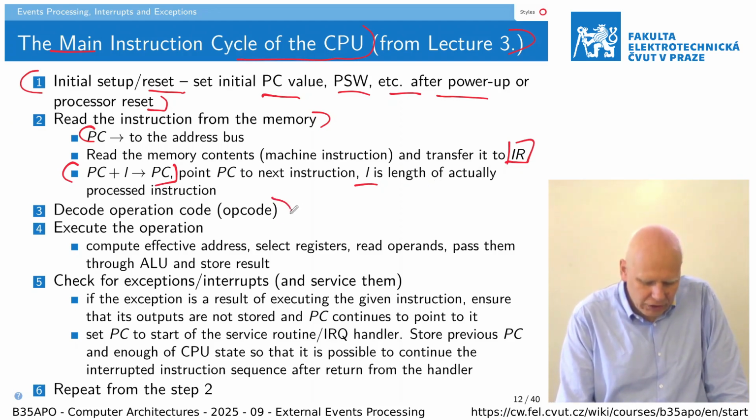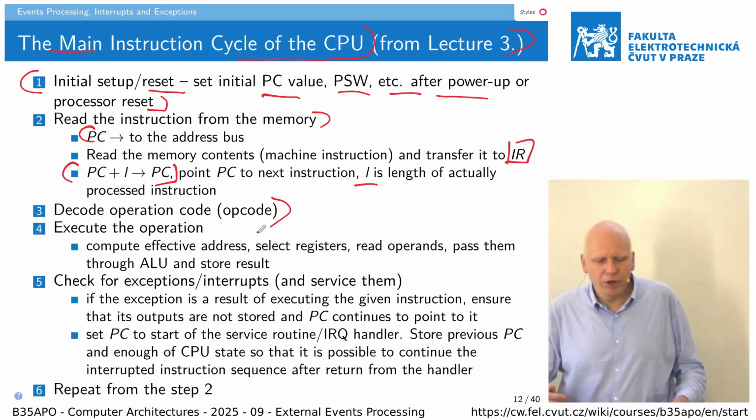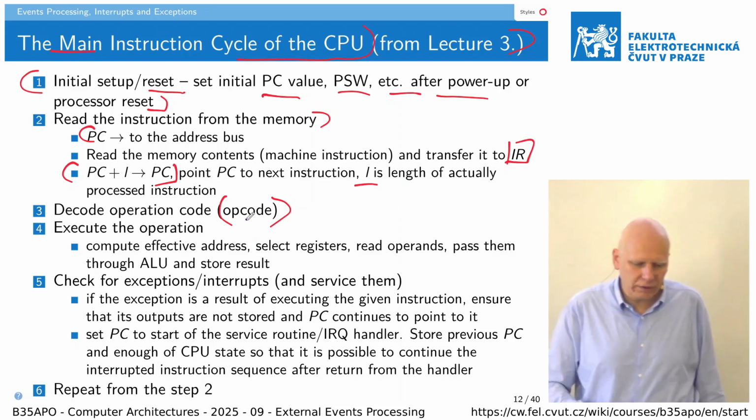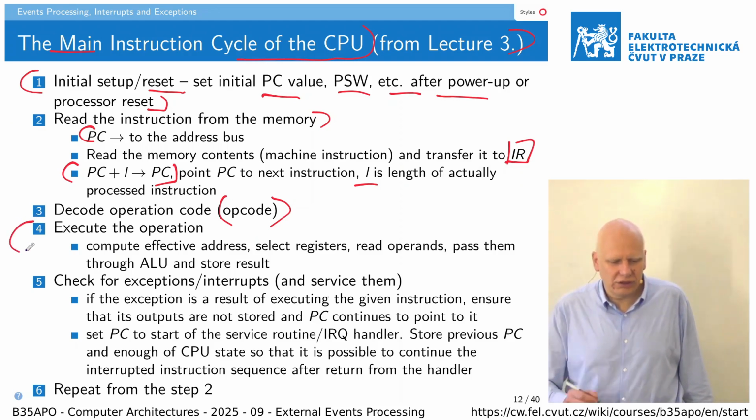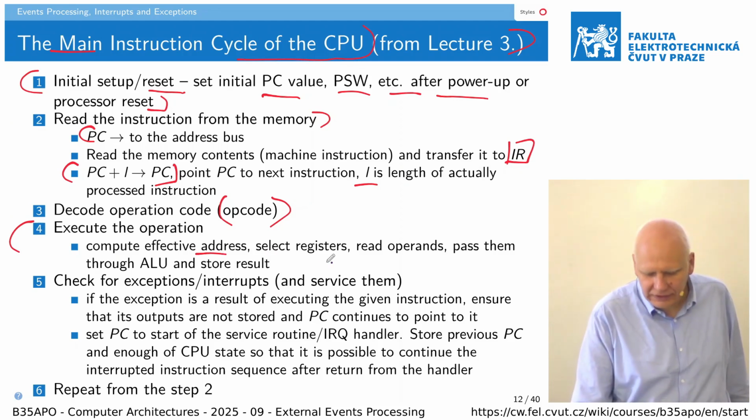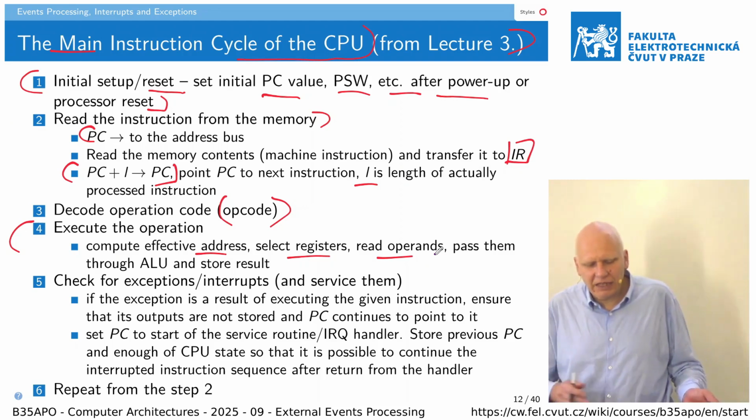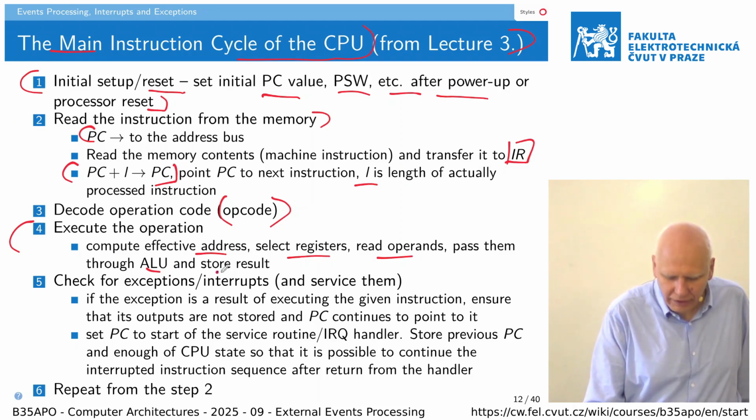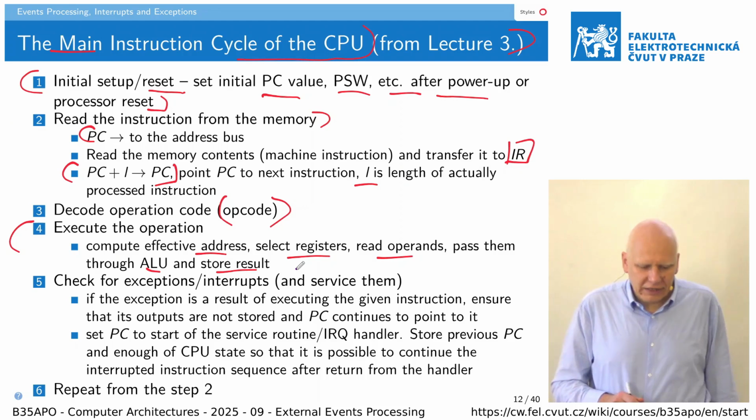then we continue to the decode of the operation, where the operation opcode is decoded, and we know if it is addition, subtraction, and so on. Then we need to execute the instruction, so it is necessary to compute some addresses, select the registers, read operands, pass them through some functional units, arithmetic logic unit, and so on, and store the results. So this is how we execute the instruction.